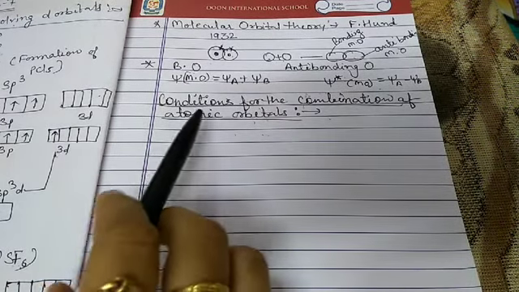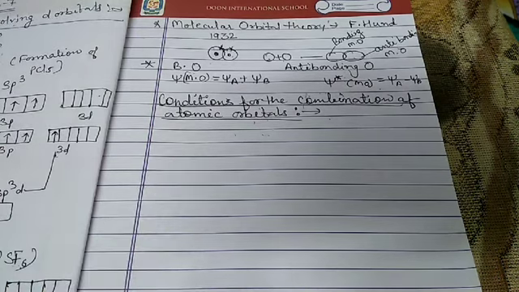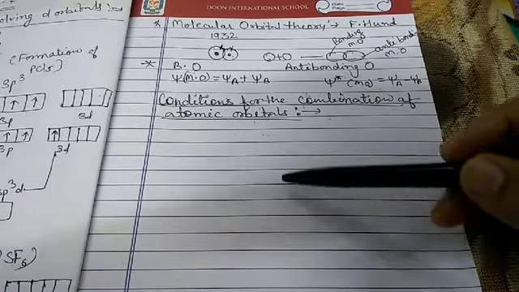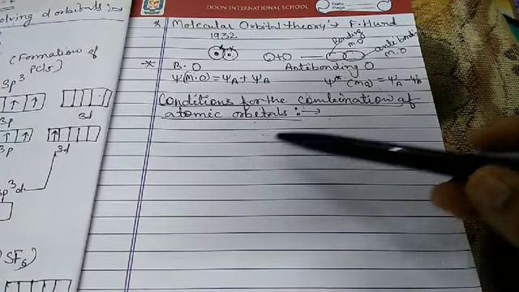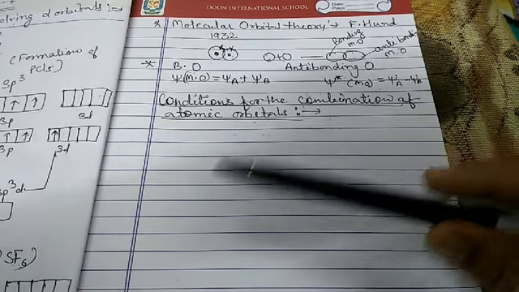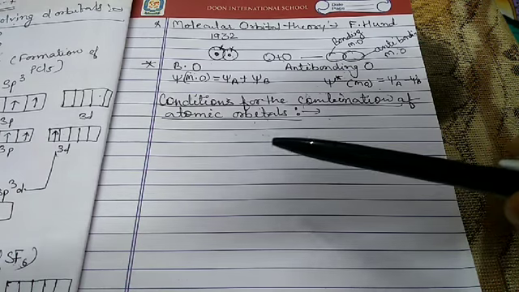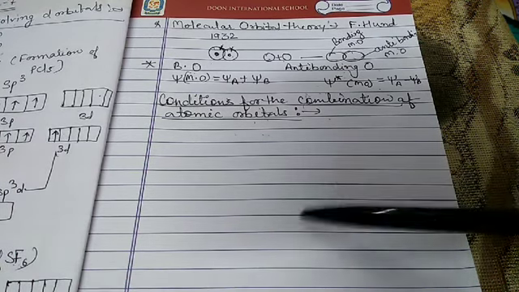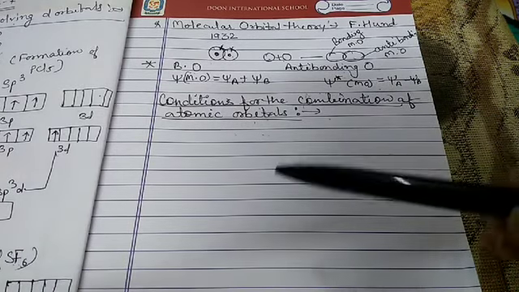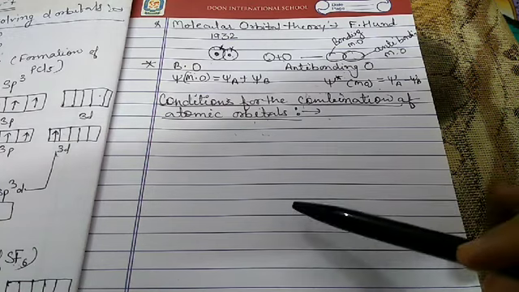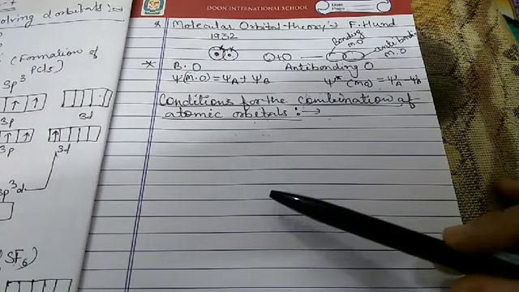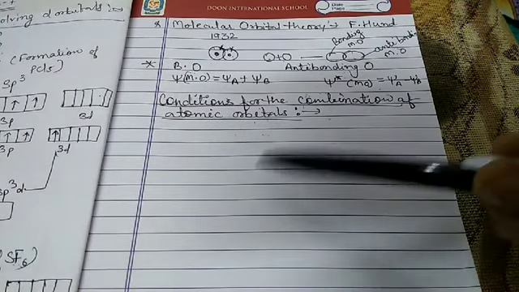Now the next topic is condition for combination of atomic orbital. So the molecular orbitals are formed by the combination of the atomic orbital. This we have already discussed. But all types of orbital cannot combine with each other. So there are some main conditions for effective combination of the atomic orbital. Let us discuss one by one. The first one is the combining atomic orbitals must have the same or nearly the same energy. This is the important condition.